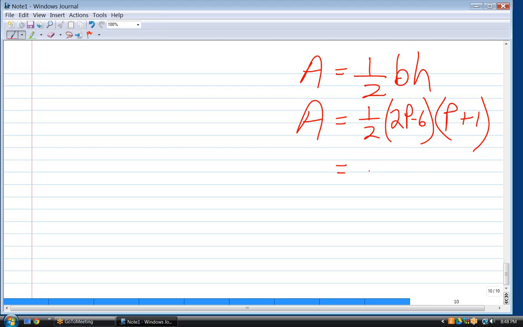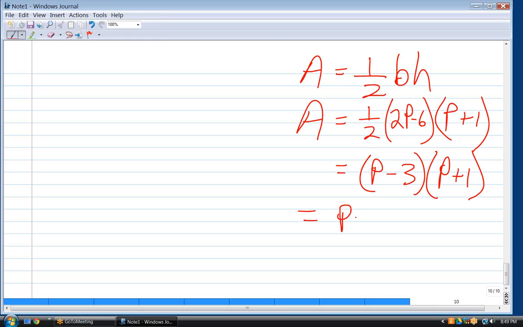Okay, so would that just be 2p? What's 1/2 of 2p? Oh, my bad. 1p. P. 1/2 of 6 minus 3. Now I'm multiplying p minus 3 times p plus 1. Go ahead and do that. Okay. Sorry, give me a second.